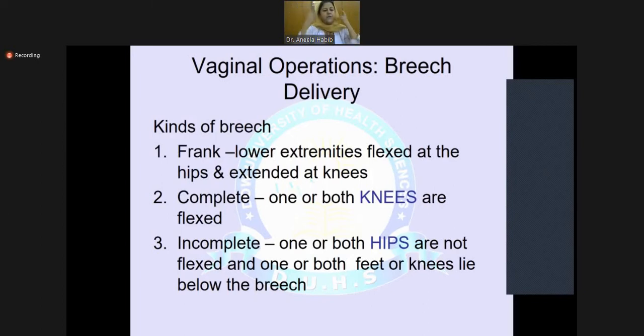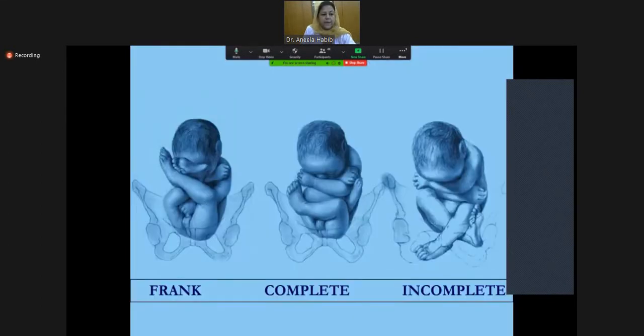In a breech, we have a frank breech, a complete breech, and an incomplete breech. In a frank breech, the lower extremities are flexed at the hip and extended at the knee. Look at this. This is a frank breech: flexed at the hip and extended at the knee.